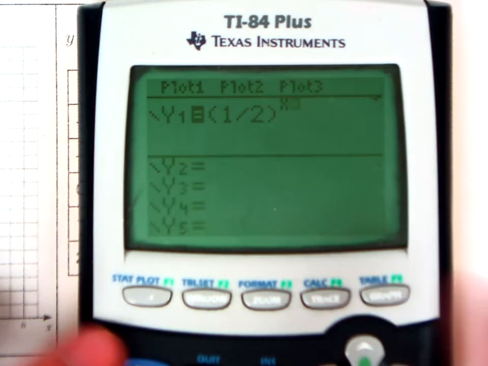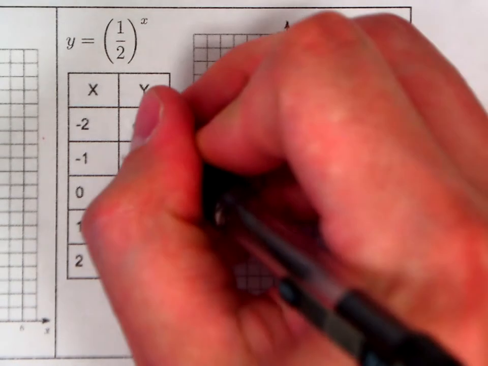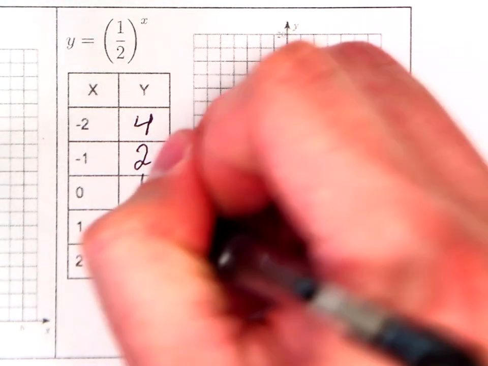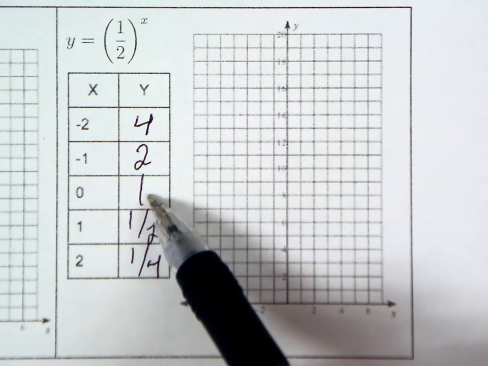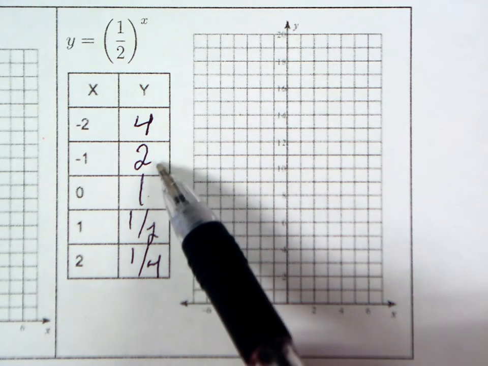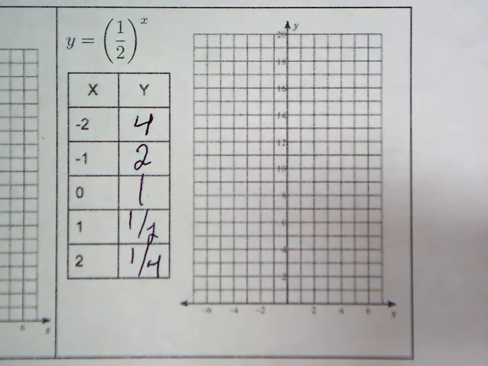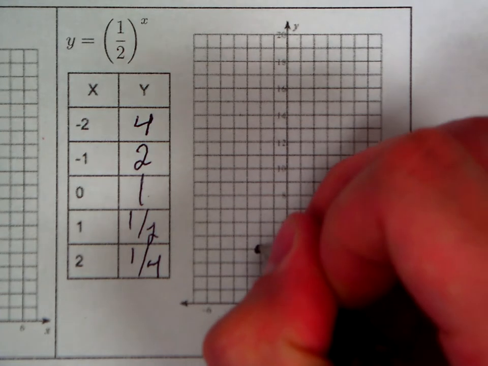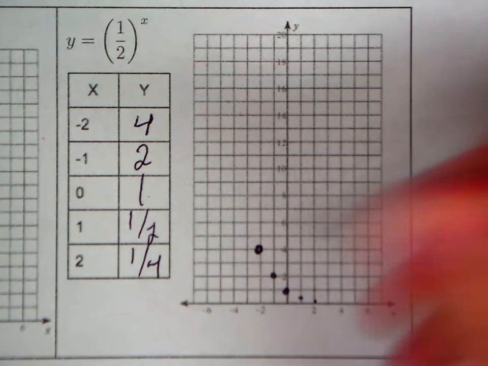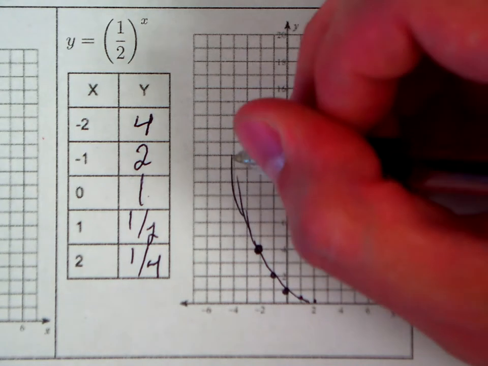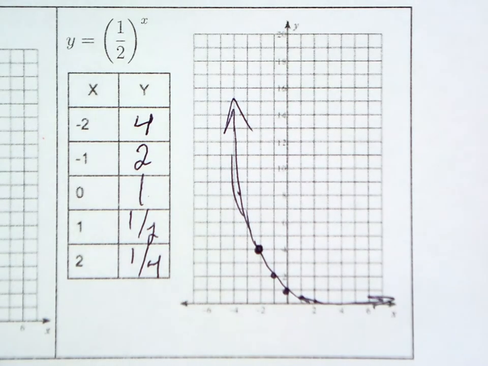If I go to the table, I can fill in these values. Additionally, I can start with 0, and it's going to be 1. Double it as I go to the left, and halve it as I go to the right. Both of those techniques work. So I'll plot a couple of the major points here and sketch my graph. Notice on the right, it's going to approach 0 but never actually reach it.